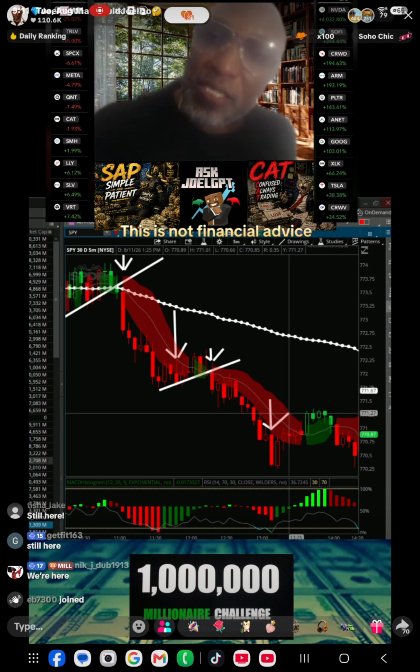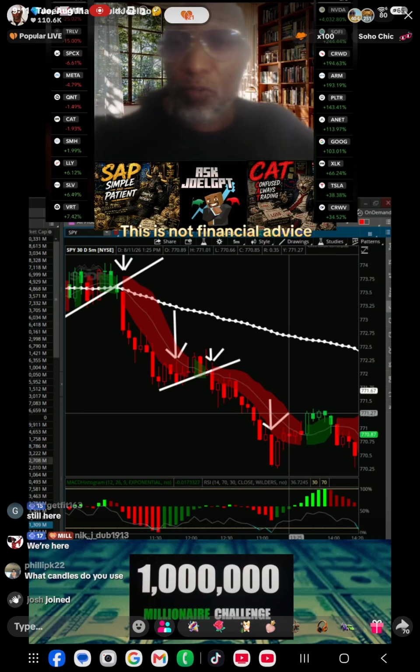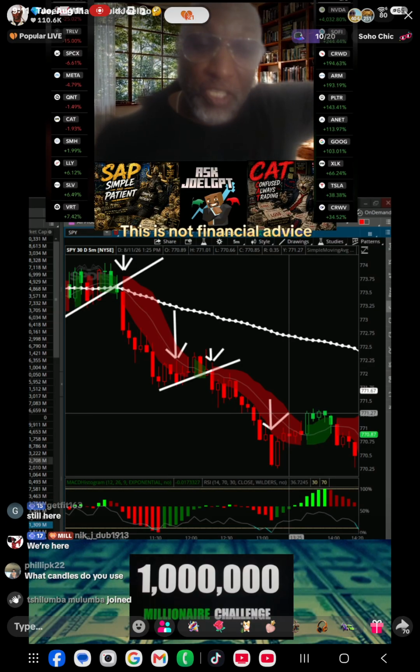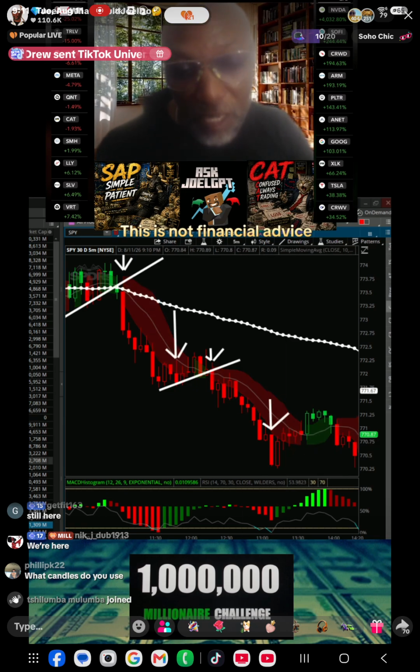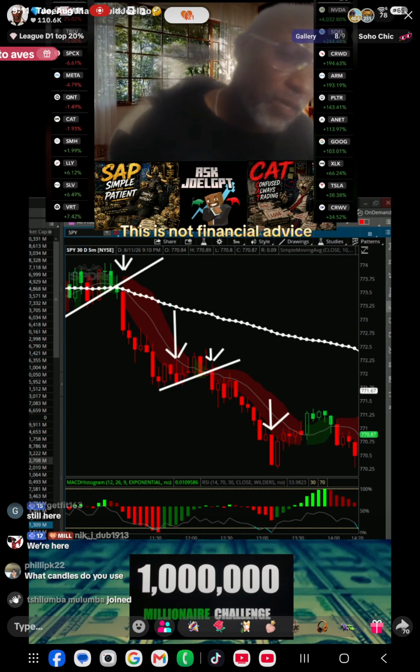The market trends 10 candles, goes up. Trends about 10 candles, goes up. It's going to stair step up. It's going to stair step down. It's going to stair step up. It's going to stair step down.